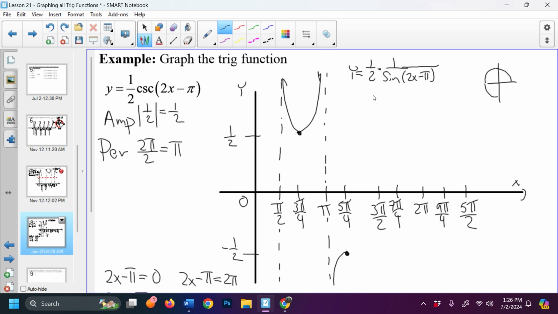The sine of 2 pi is 0. So I have another undefined. But in that fourth quadrant, the sine values are still all negative. So I draw down like that. I have my pattern. So every other value on the x-axis, I'm going to have my vertical asymptote. This next one will be at a half for 7 pi over 4, and it will go up. And then at 9 pi over 4, I'll be at negative a half, and it will go down.